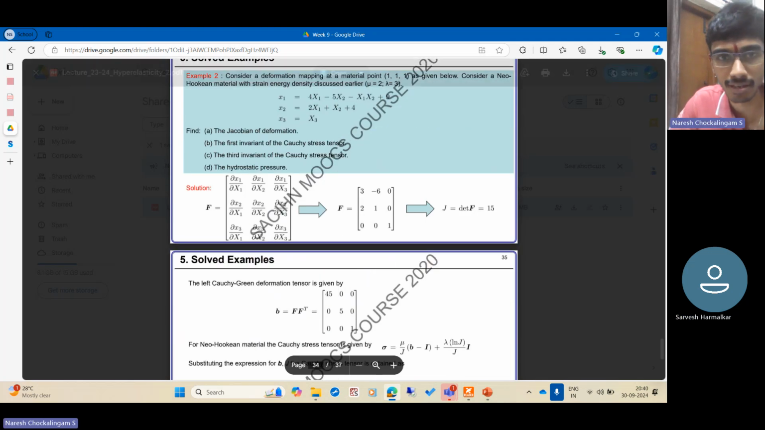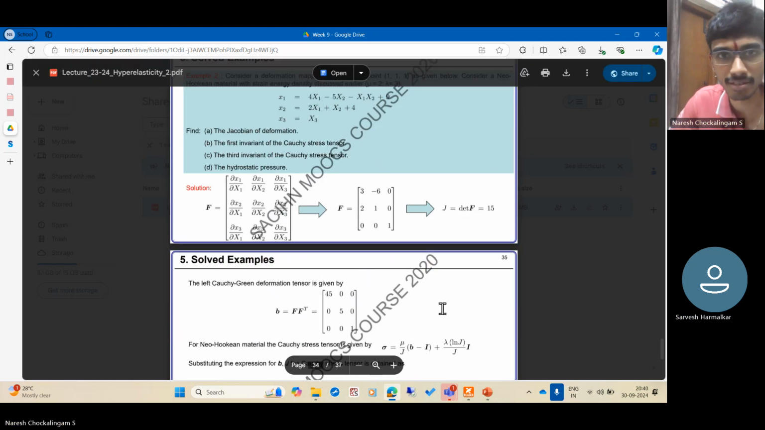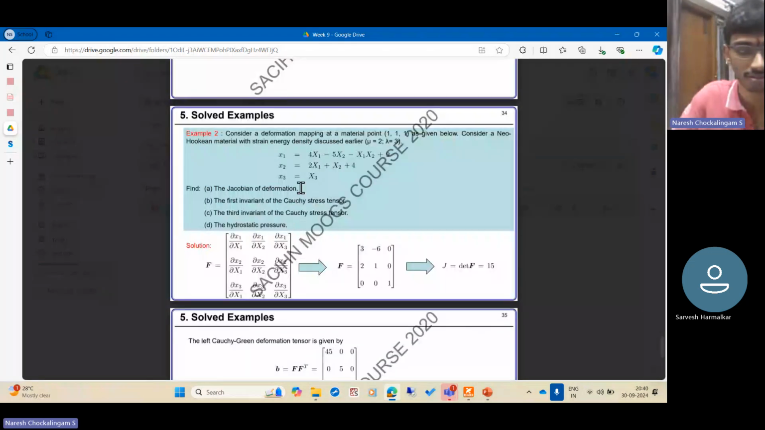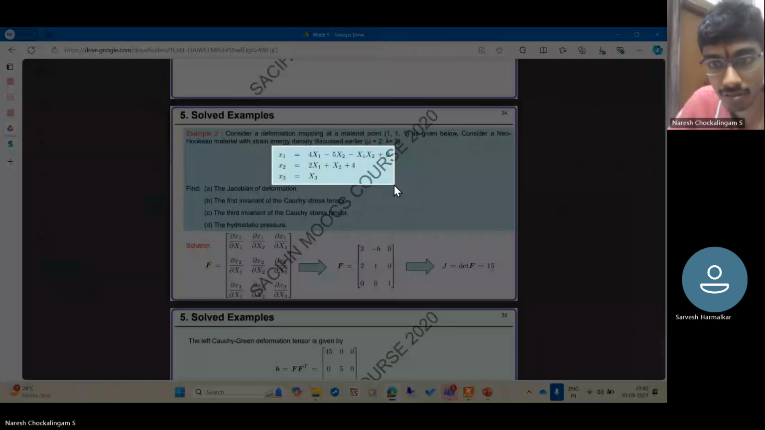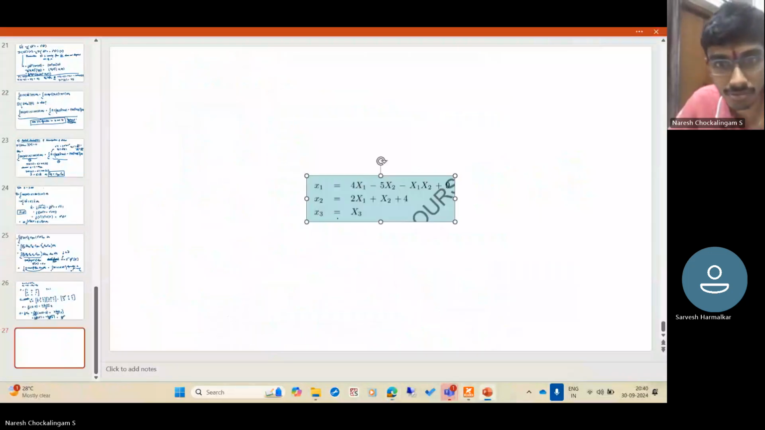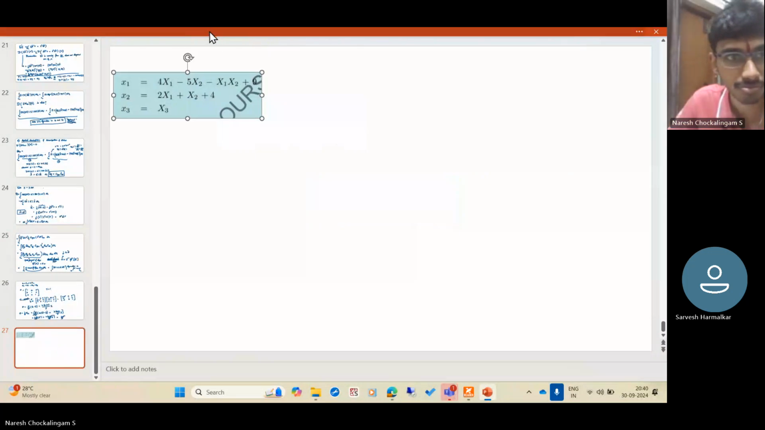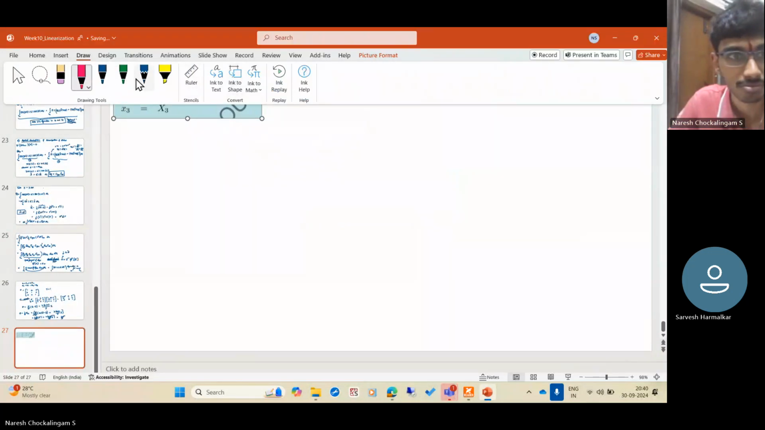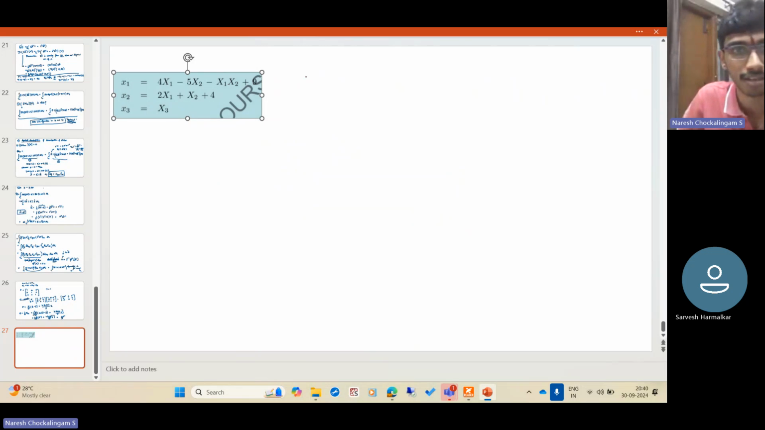I will do that. So consider the deformation given by this. Consider a Neo-Hookean material, strain energy as discussed. Find the Jacobian of the deformation and the first invariant. So let me just copy paste this. I don't want to write it. So let's find F first.